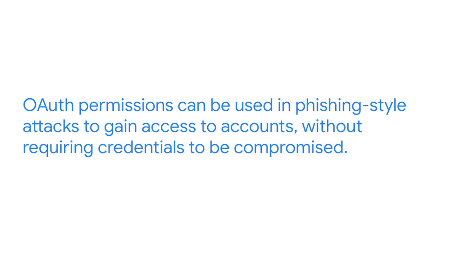It's important that users pay attention to what third party is requesting access and what exactly they're granting access to. OAuth permissions can be used in phishing-style attacks to gain access to accounts without requiring credentials to be compromised. This works by sending phishing emails to potential victims that look like legitimate OAuth authorization requests, which ask the user to grant access to some aspects of their account through OAuth. Once the user grants access, the attacker has access to the account through the OAuth authorization token.